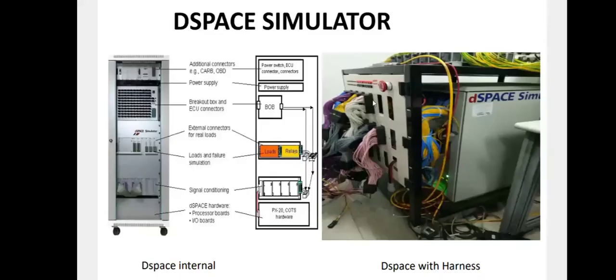And next, yesterday we discussed the dSPACE internal, so this is the hardware and this is how the internal looks. And dSPACE with harness, how it will be in real time. These are the harness, all the wirings, which will be connected to the hardware signal conditioning board and the ECU. As we just discussed, the dSPACE hardware has a processor board and IO boards. This hardware will have the dSPACE processor and whatever OS runs on it.